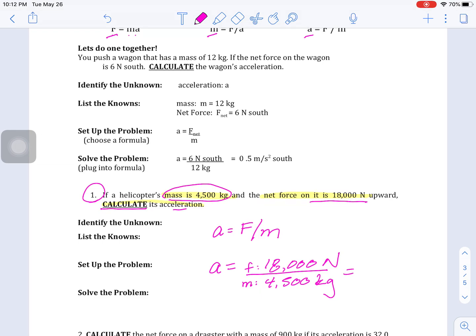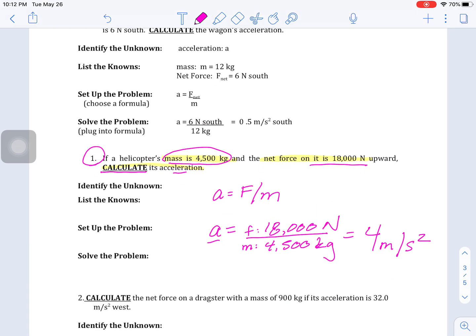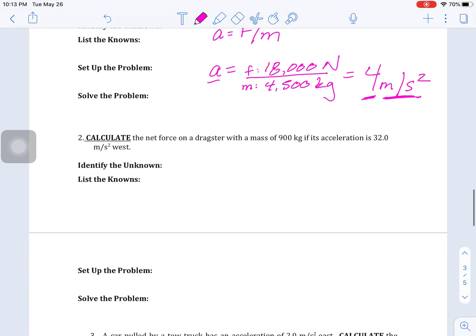You plug that in, 18,000 divided by 4,500, that's going to give you an answer of 4. And then my unit for acceleration is meters per second squared. So kind of like net force, we need two parts. Net force, we had the value and the direction. Here for all of our calculations, we need the numerical answer and the unit, and those need to go together, so be careful with that.